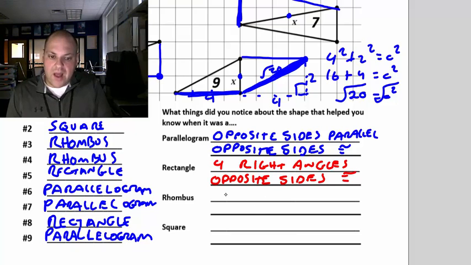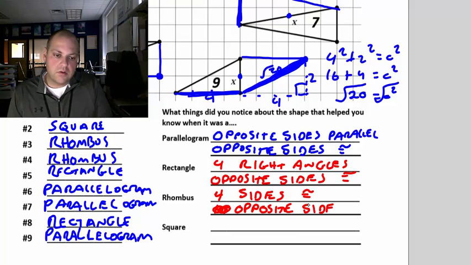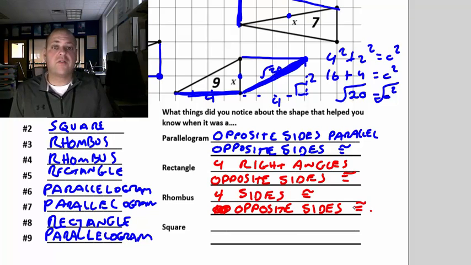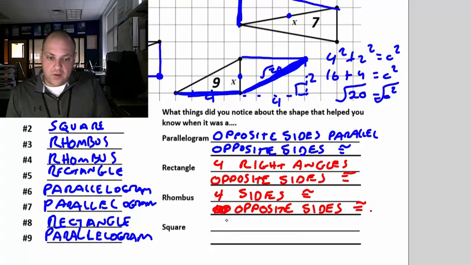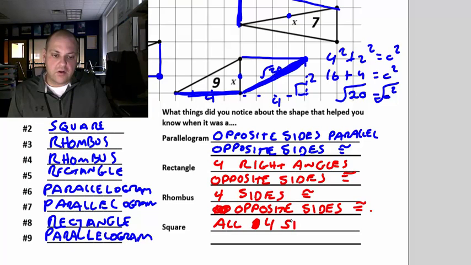Okay. We knew a rhombus because all 4 sides were congruent, and it is a parallelogram. So opposite sides parallel. You could just say opposite sides congruent. You could say parallel or congruent because it's both, right? And then a square is all 4 sides congruent, and also all 4 right angles.